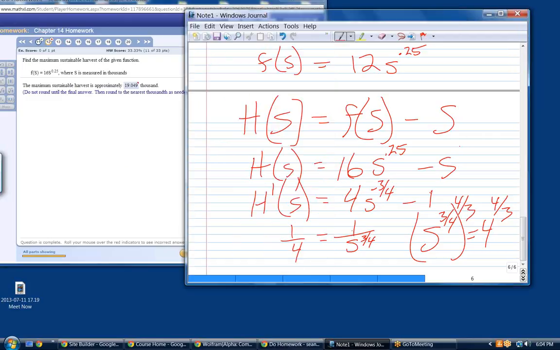I cannot see what we might have done wrong here. We took the derivative of that. You got a quarter times 16. Isn't that 4? It is. So it's 4s to the negative 3/4 minus 1, because the harvest function is f of s minus s. Take the derivative of s, you get 1. I'm doing exactly the same thing we did before.